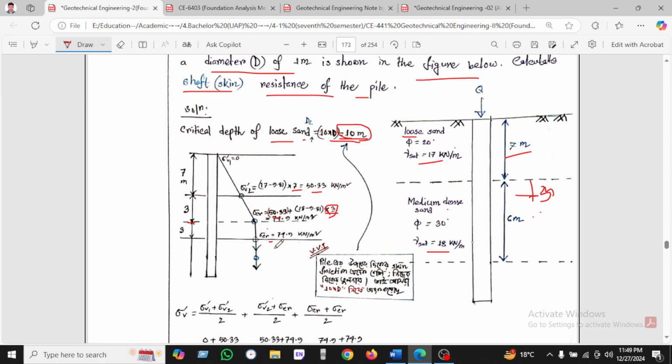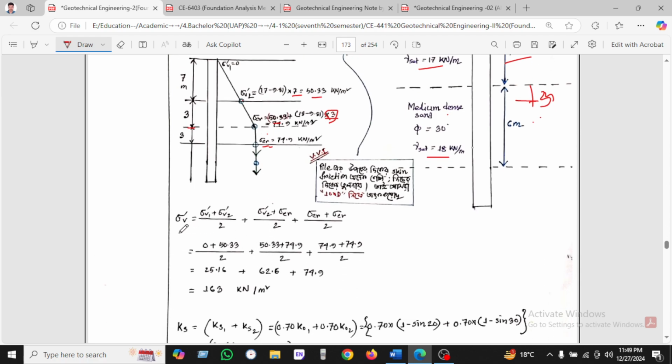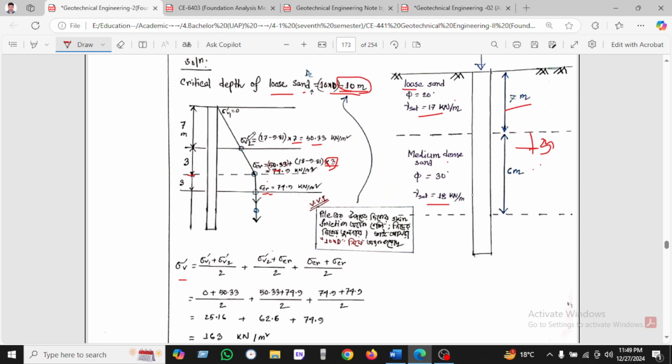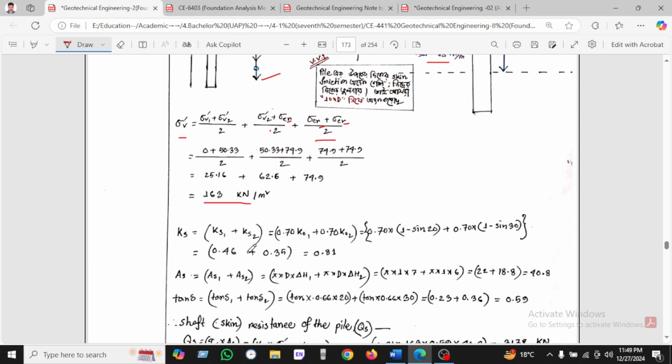And the critical depth remains the same. So now we get sigma v equal to sigma v1. This is the v1, and this is the v2, plus sigma v2. This is the v2, this is the v3. A critical and critical plus critical. So critical plus critical, and found this value, and sigma vertical is 163.